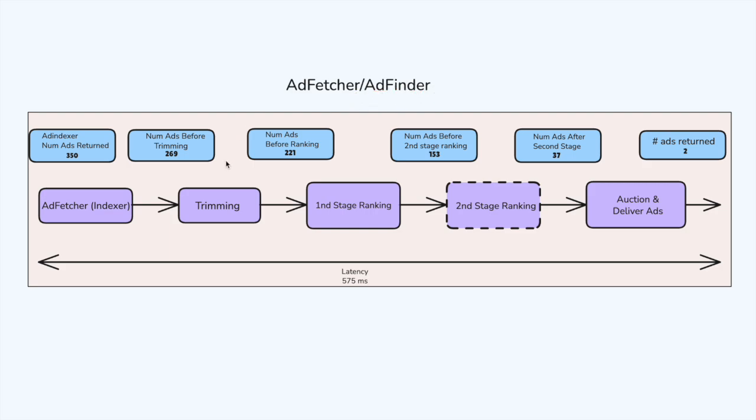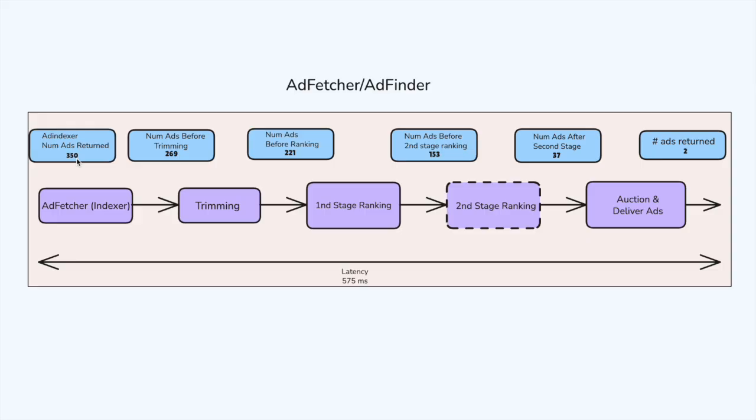Let's start with the big picture. This system works like a funnel. We begin with a large pool of ads and progressively narrow it down through multiple stages: retrieval, filtering, ranking, and auction. In this example, we go from 350 ads to just two final ads, all within about 575 milliseconds. Now let's go step by step.